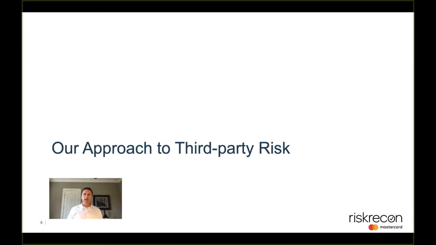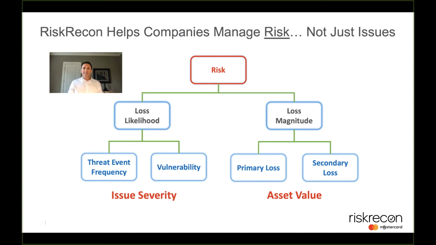Now let's take a closer look at RiskRecon's approach to managing third-party risk, and as I mentioned before, how some of the capabilities are inspired by FAIR principles. One of the key reasons why companies use RiskRecon is that RiskRecon helps companies manage risk and not just issues. If you were to look at competing products in the risk monitoring space, the majority of them prioritize the issues that they discover based solely on issue severity, for example, vulnerability ratings and CVSS scores. RiskRecon automatically determines issue severity as well as the asset value of the impacted system and leverages both issue severity and asset value in combination to determine true risk.